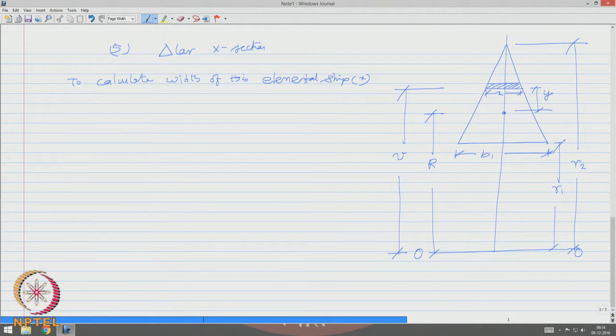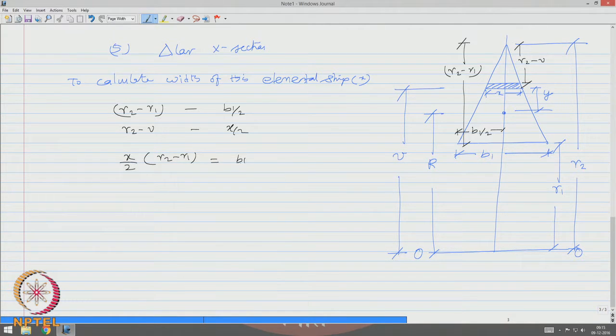One can use a similar triangle principle. You know, this value is actually equal to R2 minus R1, and this value is actually equal to B1 by 2. So, for R2 minus R1, we have a variation of B1 by 2. Therefore, this variation, which is R2 minus V, will be x by 2. So, with cross multiplication, x by 2 R2 minus R1 is B1 by 2 R2 minus V, which says x will be B1 R2 minus V by R2 minus R1. So, that is the width of the elemental strip x.